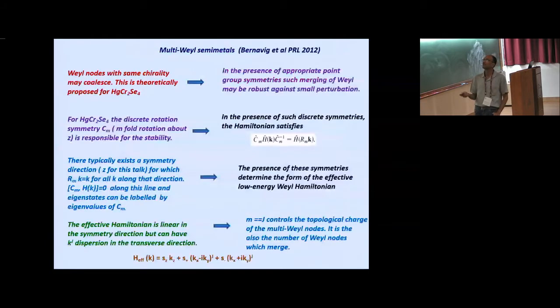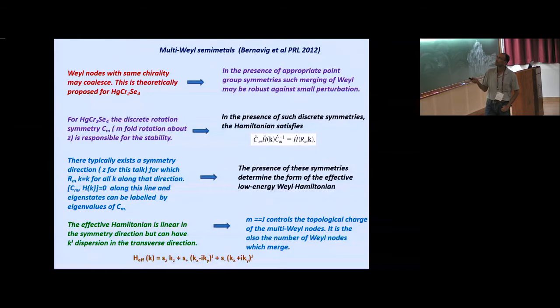Having said that, let me come to a brief introduction about multi-Weyl semimetals, which is another type of material. This hasn't been experimentally observed, but it has been theoretically proposed from Bernevig's group that Weyl nodes with the same chirality merge under certain circumstances. And apparently you need some special point group symmetries for this to be robust. The way one understands this, at least in this compound, is that the discrete rotation symmetry Cm, which is m-fold rotation about the z-axis, is the symmetry responsible for stability.